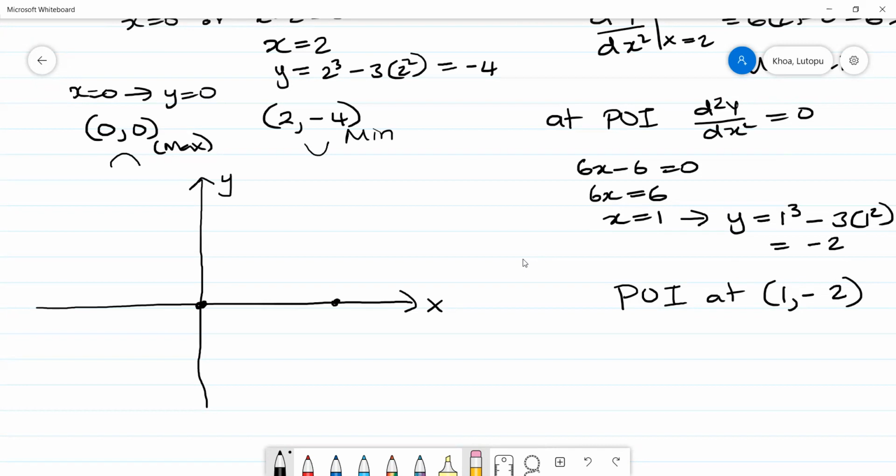And then we have this (2, -4) over here. So we say this is a minimum. This one is a maximum. You can already see the shape is going to go something like this and go through like that. So we connect the points, making sure it's smooth.